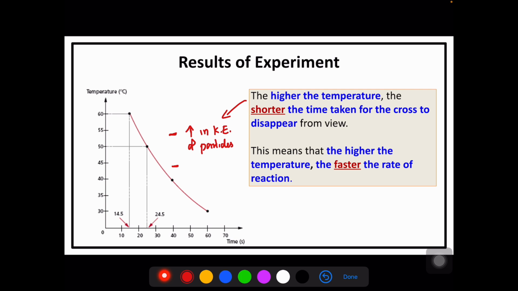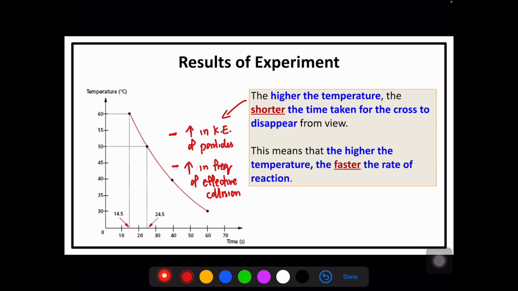And when they move around faster, collisions become more frequent, and this increases the frequency of effective collisions. Therefore, the rate should increase, so the time recorded will be shorter. That's the whole idea behind this particular experiment.